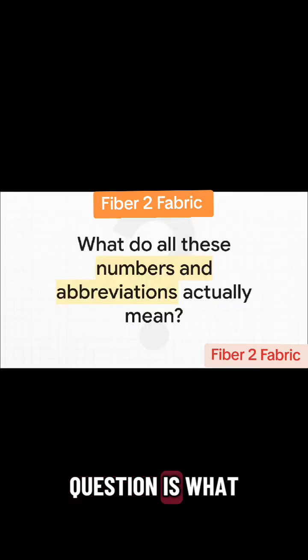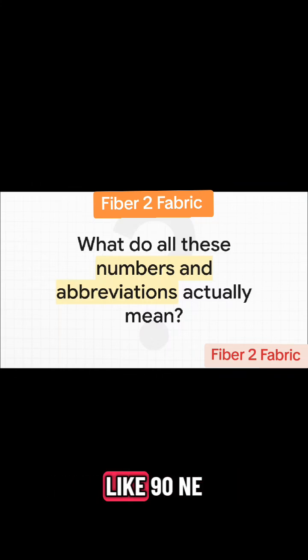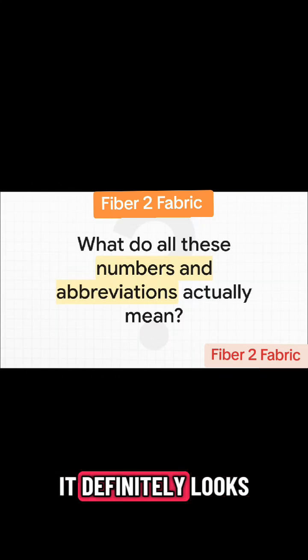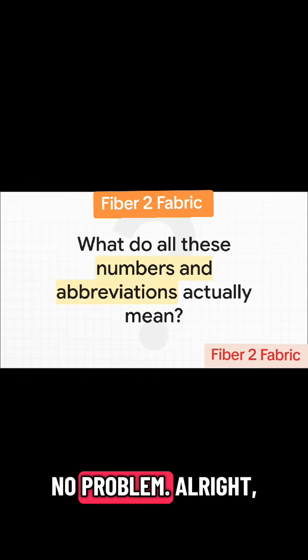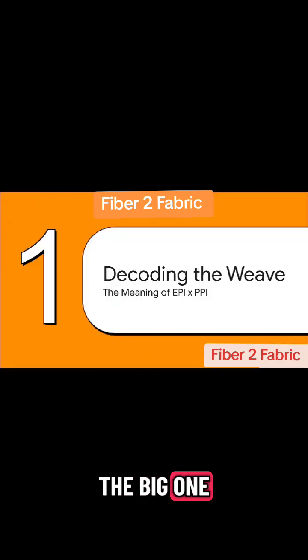So the big question is, what on earth is this note actually telling us? You're seeing things like 90 times 100N and 90 inch times 88 inch. It definitely looks like a code, but trust me, by the end of this, you'll be able to crack it, no problem. All right, let's start with the big one right at the top of the note, EPI times PPI.